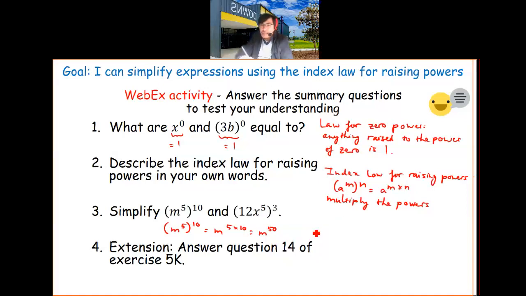And then the next one here. All right, so the next one, we have 12x to the power of 5.